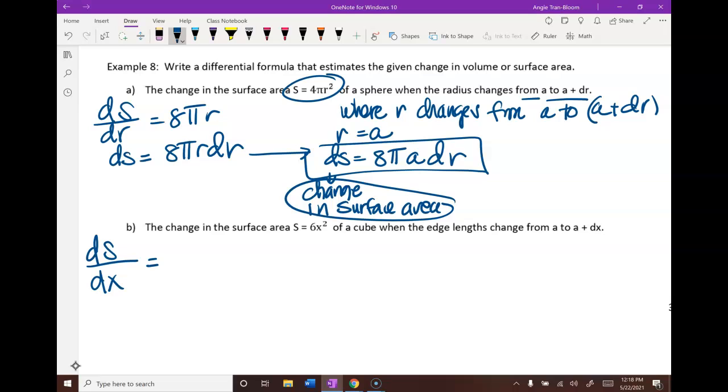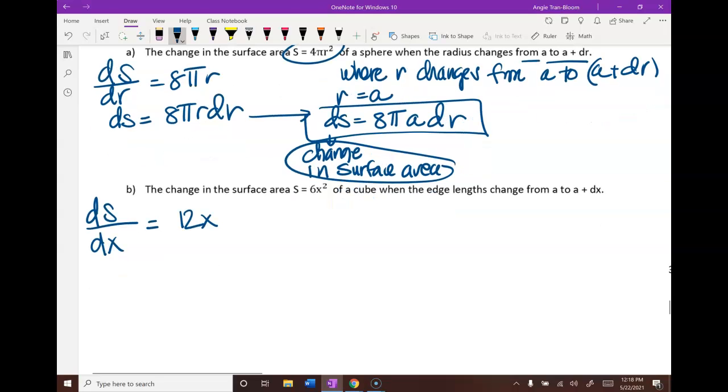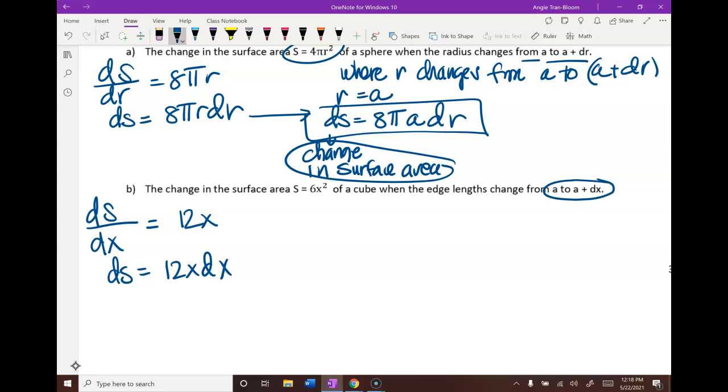So you guys are going to have 12x. Well, we can solve for dS immediately: we now have 12x times dx, right? Well, students, it wants us to substitute a from a to a plus dx. If we were to take out x and put in a, we would have dS equals 12a times dx. And that's all we have to do here.